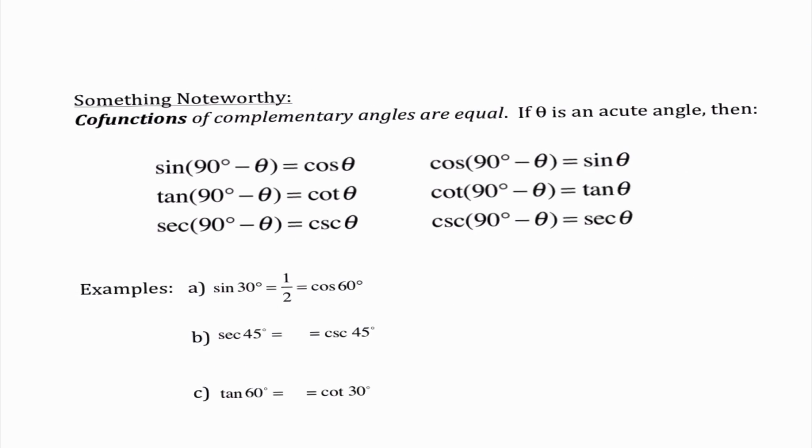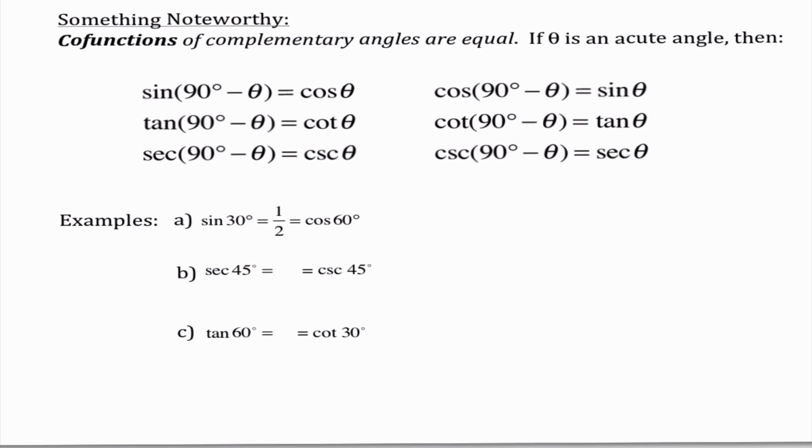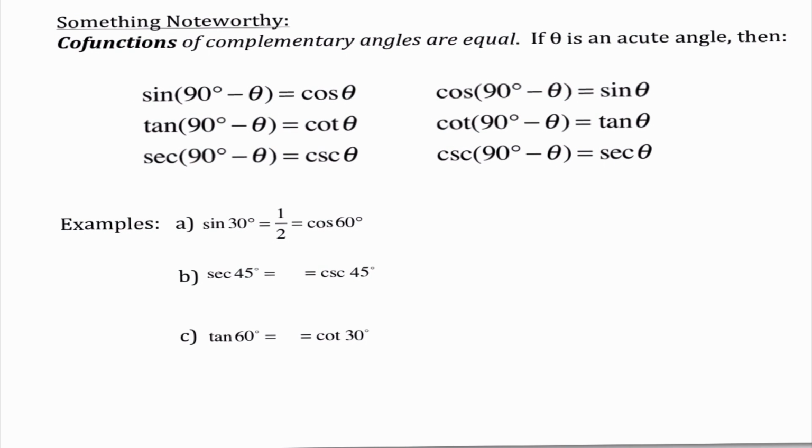Okay, final thing we're going to talk about is cofunctions. I know some of you guys have maybe wondered, why is it sine and cosine, tan and cotangent, secant and cosecant? And the reason is cofunctions of complementary angles, so just to remind us, that means that the sum is 90 degrees, are equal. So that tells me that the sine of 30 degrees and the cosine of 60 degrees are equal to the same value, because 30 and 60 are complementary.